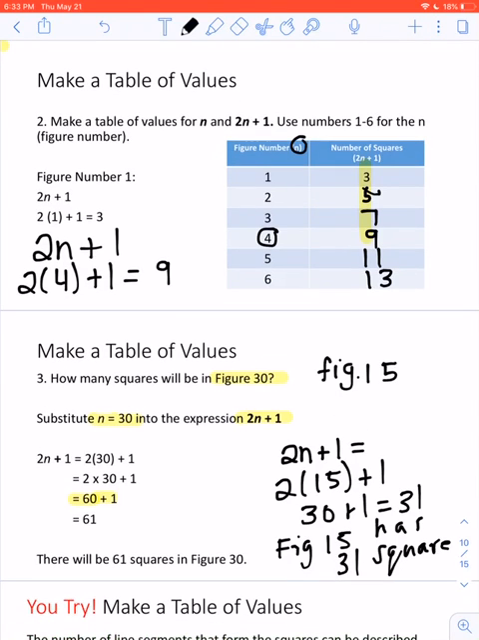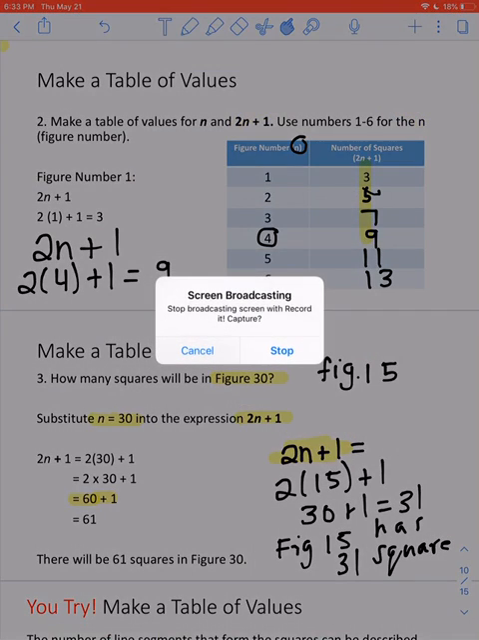Once again, if I had made that whole table out, that would take way too long. That's why now in grade 7, we have to be able to put that information in using that expression, right? Here's my expression, 2n plus 1. They told me that's my pattern. Now all I have to do is plug in the information.